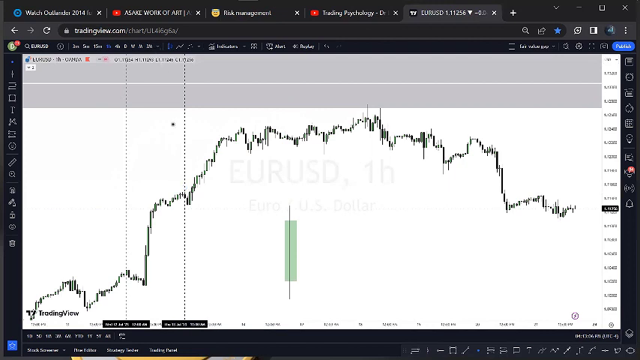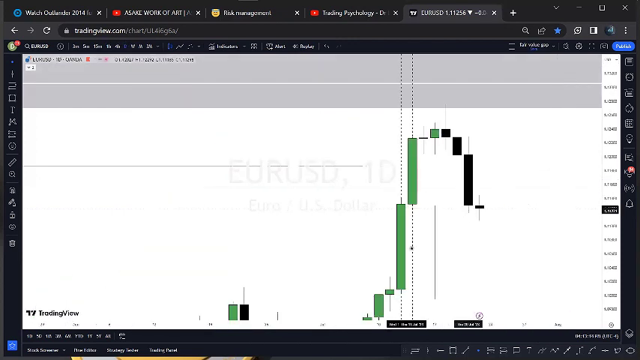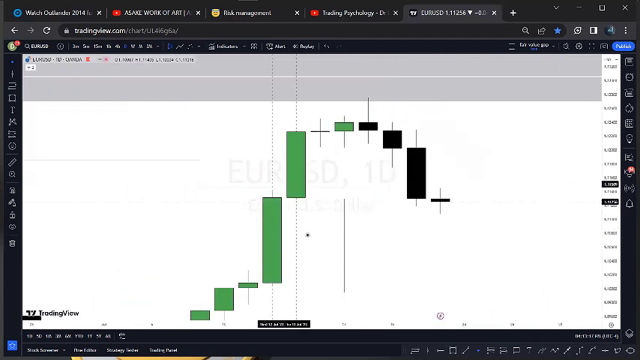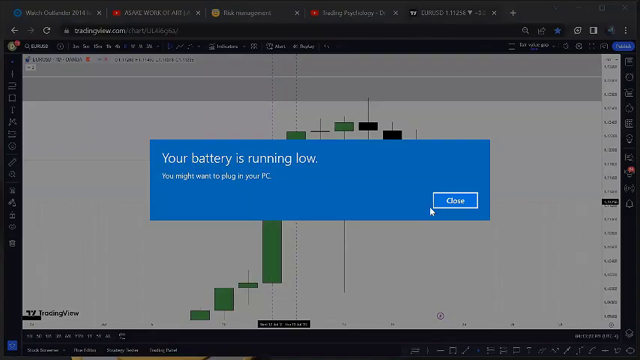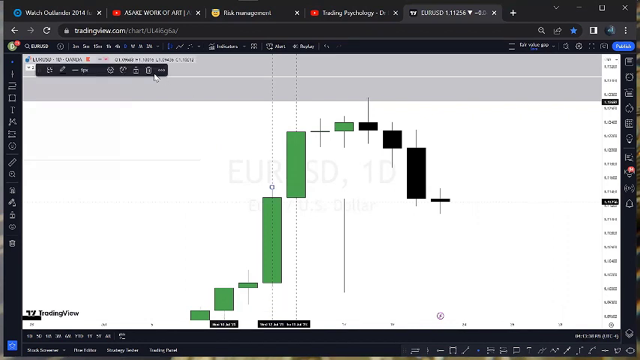Let's look at it. Good. So do you see this illustration that I made? You see this particular candle? You see the wick here. So this is the low of this candle, and this is the high of this candle.